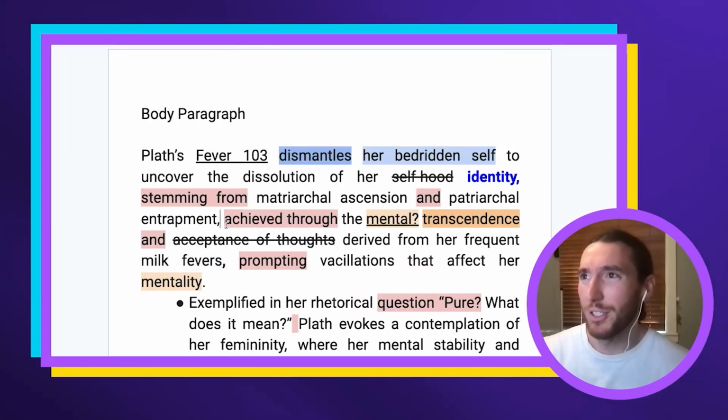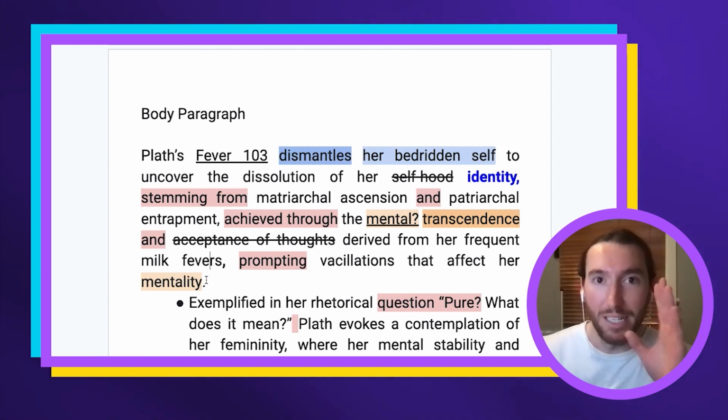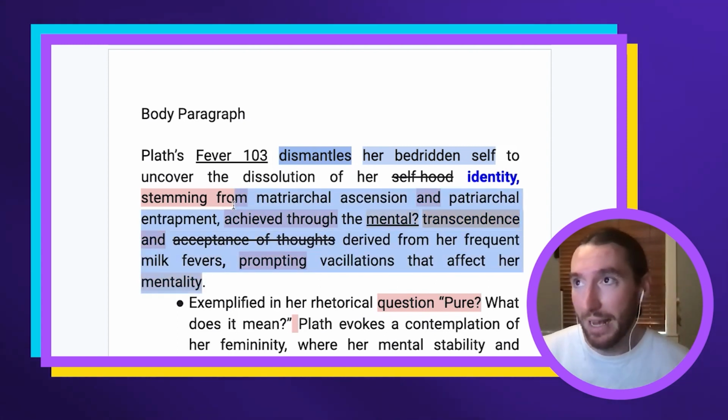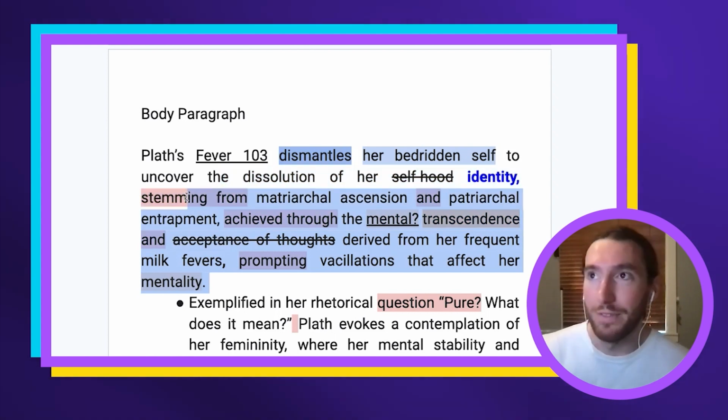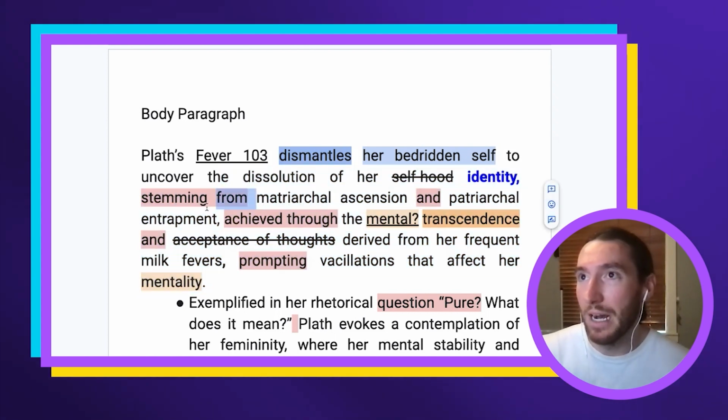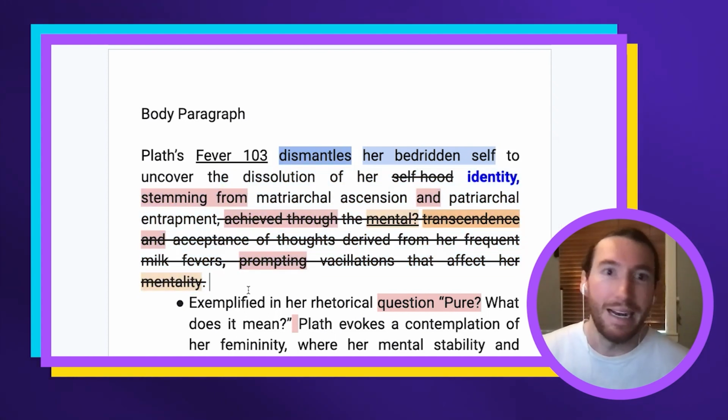Just trying to say a bit too much throughout this topic sentence, right? Again, a third clause, prompting vacillations that affect her mentality. Mentality is one of those vague words. It's just not very clear what you even mean by that. You should just say exactly what her psychology is. You should say that once in a specific way and get rid of everything else. So try and cut all of this down, focus on one thing up here and basically cut everything else, right?